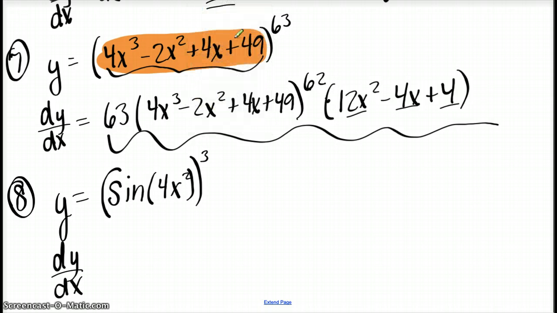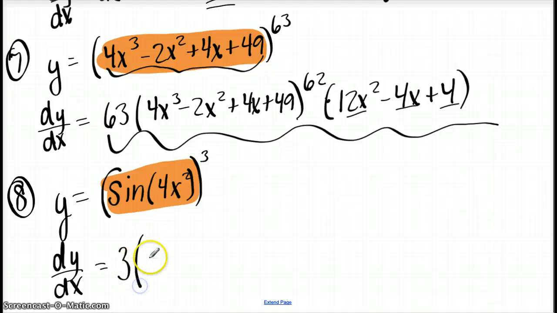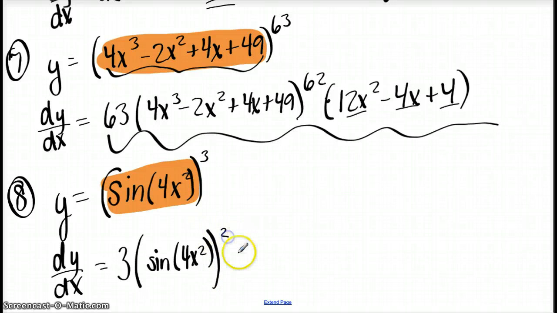All right, what do I ignore first? The whole inside. So what is the next step going to be? And then sine 4x squared to the second. With me? Do we do the chain rule?